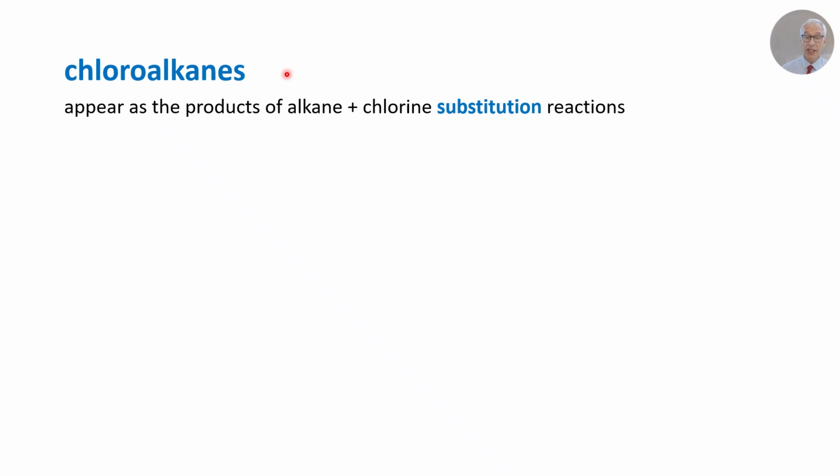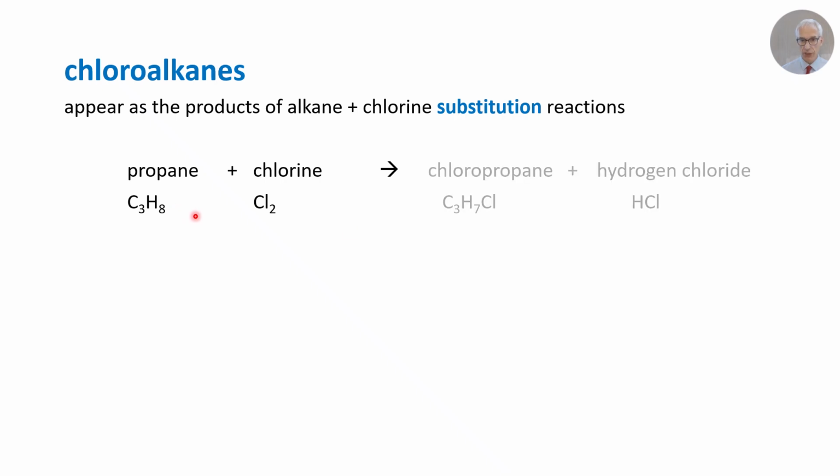Chloroalkanes are not listed in the specification as a homologous series to be known, but they do appear in paper 2 questions as the products of the reaction between alkanes and chlorine. That is a substitution reaction. So here is the type of thing: propane, C3H8, plus chlorine. So chlorine substitutes for one of the hydrogens. So we get a product not C3H8 any longer, but C3H7Cl. What's happened to that hydrogen? Well, it's formed hydrogen chloride with the second chlorine atom.